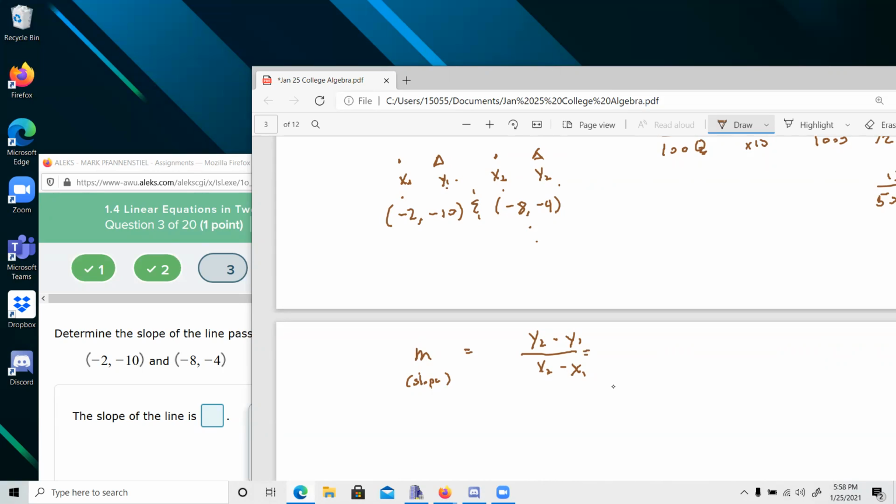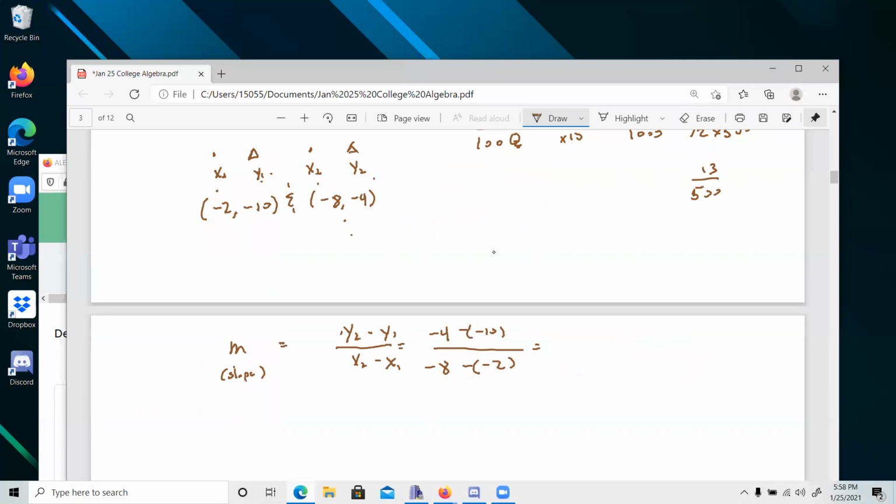All right, so we're going to have -4, that's y2, right? y2 says -4 minus y1, -10 over x2, -8 minus -2. All right. And then we have some simplifying to do. And I'd recommend do the simplifications first. Okay. -4 minus a -10, that's -4 plus 10, isn't it? That's -8 minus a negative, plus 2.